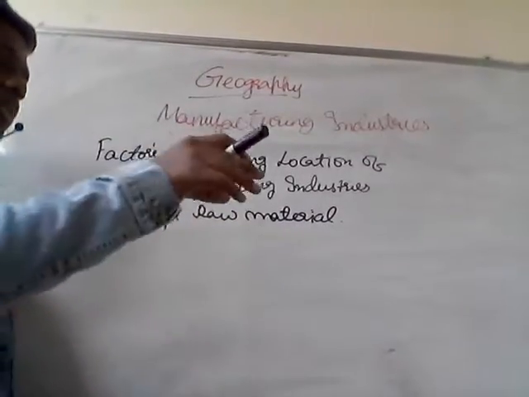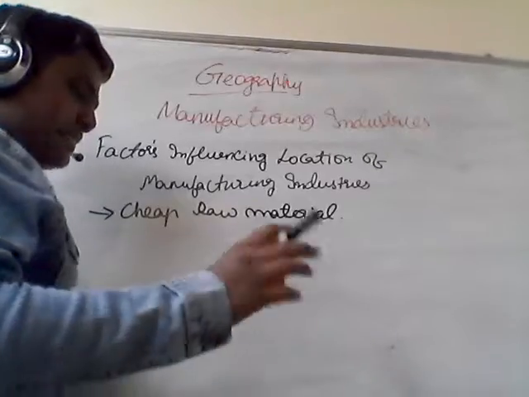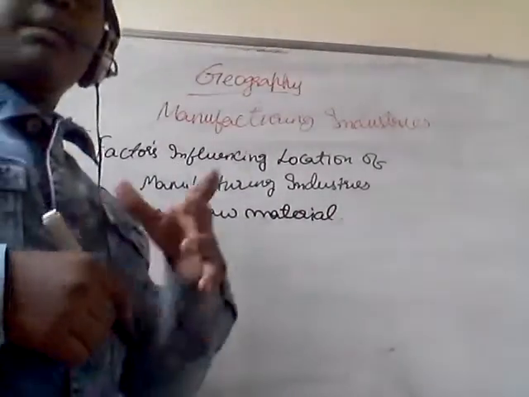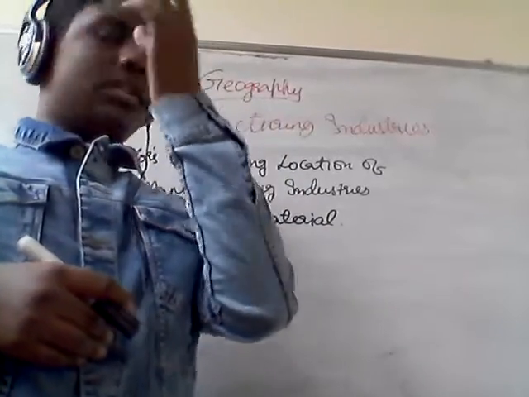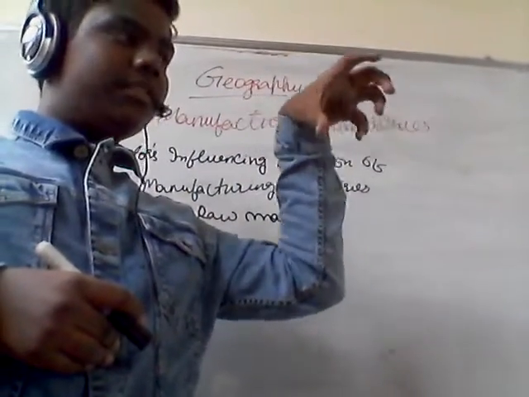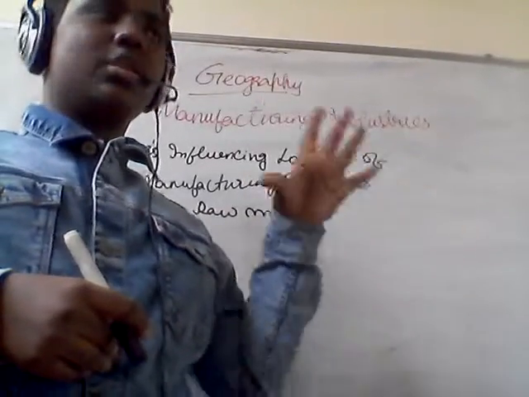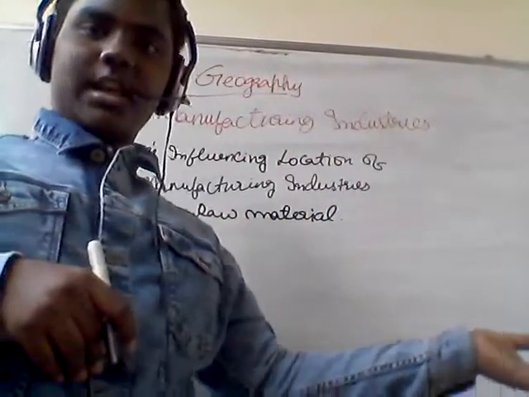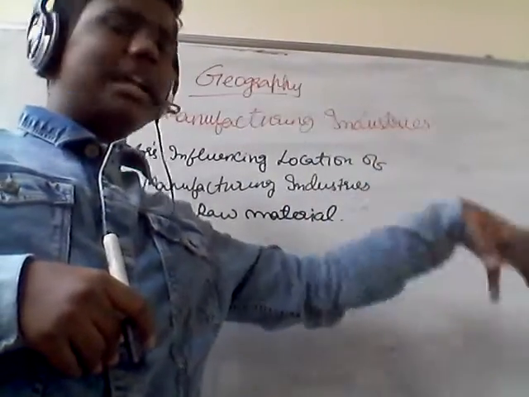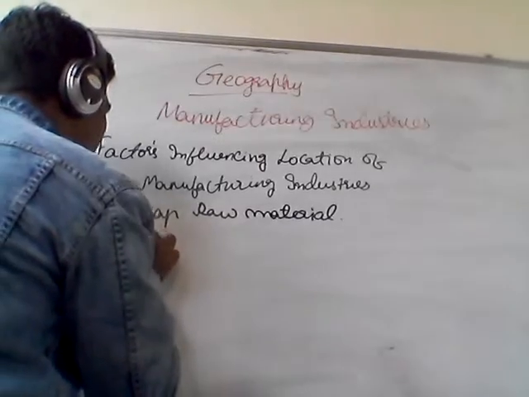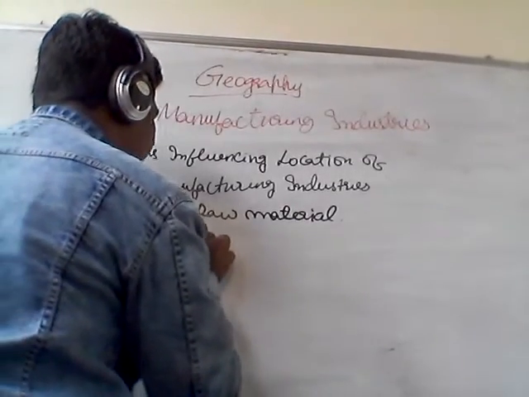Where you get cheap raw material, there you set up an industry. In the area of Jamshedpur, we get plenty of cheap iron ore, so the factory is set up there. In Maharashtra, plenty of cotton is grown because of the availability of black soil, so cotton mills and textile industries are more in that area. This is the first point. Next, coming to availability of cheap labor.